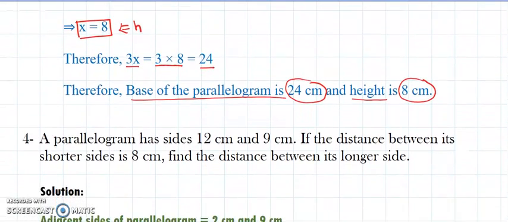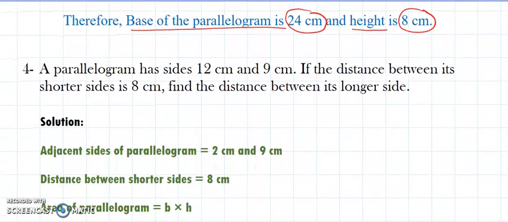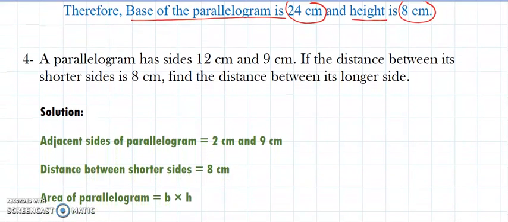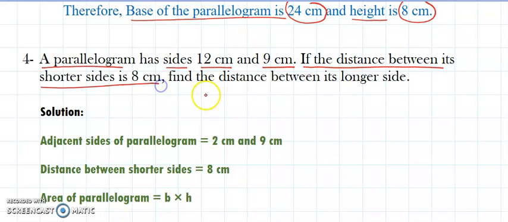Now let us move towards another question that I have also solved for you. Let us read the question first in a proper way. A parallelogram has sides 12 centimeter and 9 centimeter. The sides are given to us. If the distance between its shorter side, remember it has two sides, a longer side and a shorter side, the distance between the shorter side is given as 8 centimeter. We have to find the distance between its longer side.